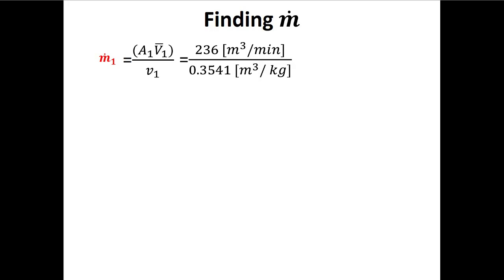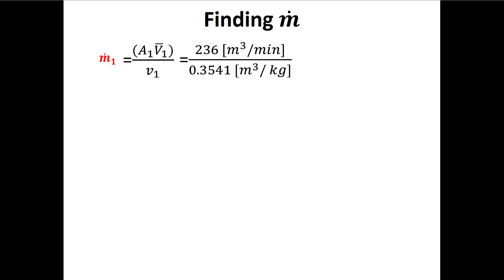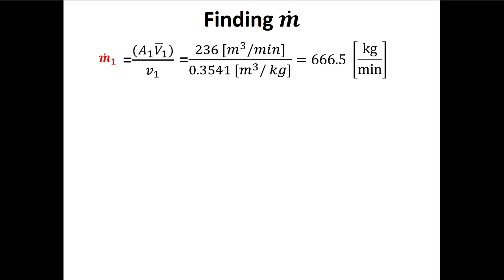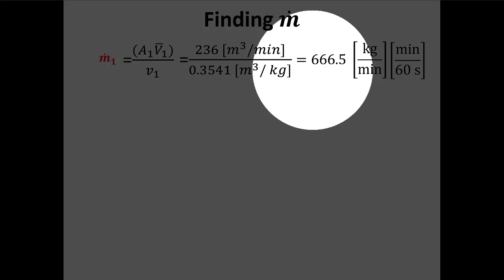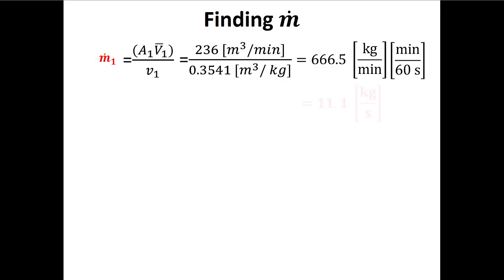So here, this part's cool: the specific volume is in meters cubed per kilogram. I like that. If I work this out, the meters cubed are going to cancel, the kilogram is going to come up on top, and I get 666.5 kilograms per minute. I don't like kilograms per minute. Like I said, I would prefer kilograms per second, so to get rid of the minutes on the bottom, I know that there's 1 minute for every 60 seconds. Now my minutes are going to cancel, and I'm going to get 11.1 kilograms per second. So that's the total mass flow rate in.